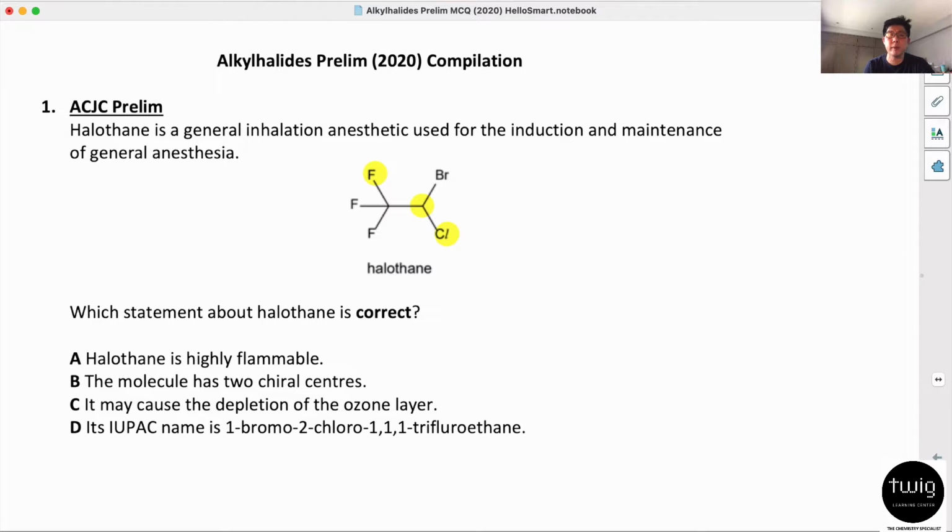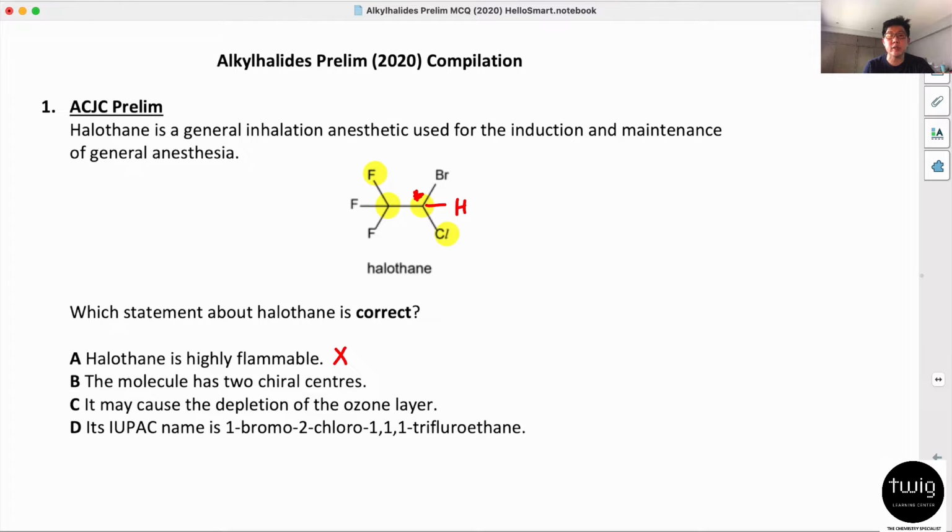Fluorochlorocarbon tends to be inert, chemically stable, and non-flammable. So let's see which statement about halothane is correct. Halothane is highly flammable. Nope, it's actually non-flammable. The molecule has two chiral centers. In fact, the molecule only has one chiral center. There's a chiral center because there's actually an H over here.